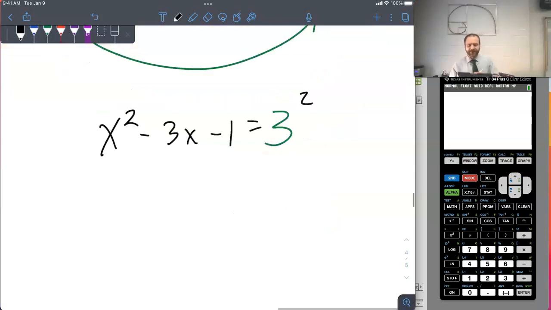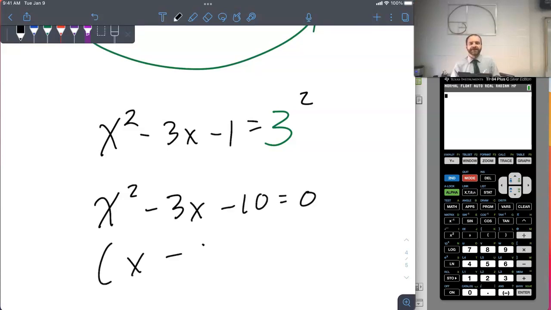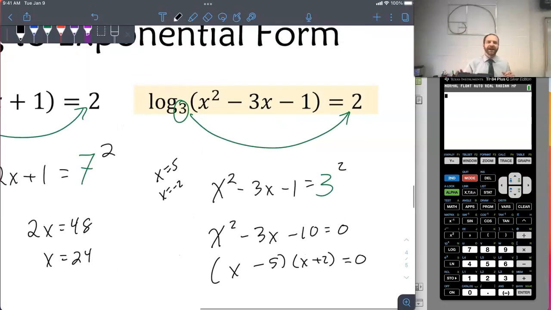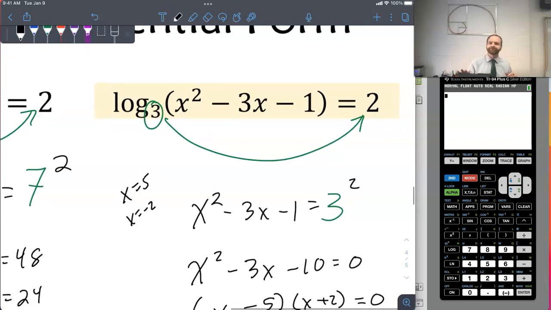Well, quadratics are set equal to 0. 3 squared is 9, and so I'm going to do negative 1 minus 9, that's negative 10. That's not a bad factor. X minus 5, x plus 2: what multiplies to negative 10, adds to negative 3. So I get values of x equals 5 and x equals negative 2. Awesome. I could box and circle those and I'm done. No. I have to plug each of those numbers in to see what happens.